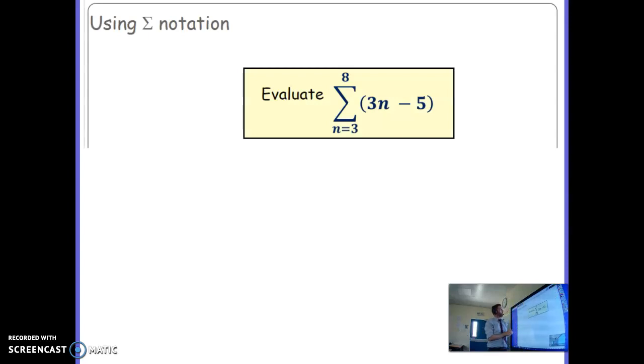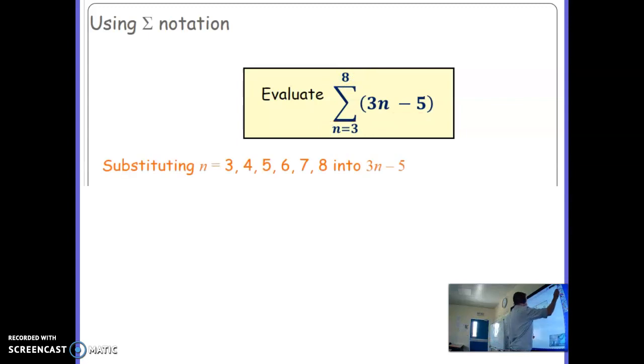So let's look at an example here. Evaluate this sigma notation here. So we have 3n minus 5 as a sequence. We're going to look at summing them together, so a series. And the first one we're going to do is when n is 3, and the last one is when it's 8. Let's look at what that looks like.